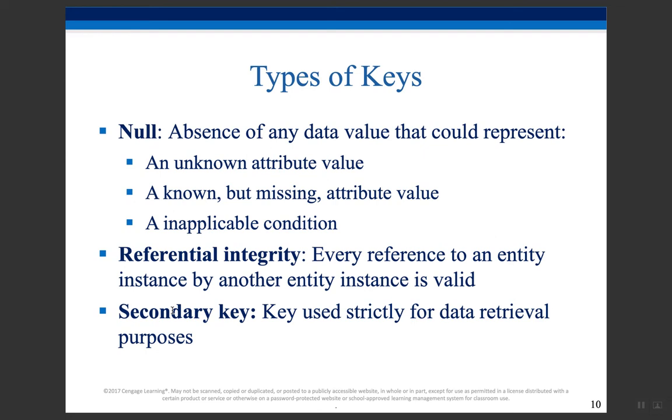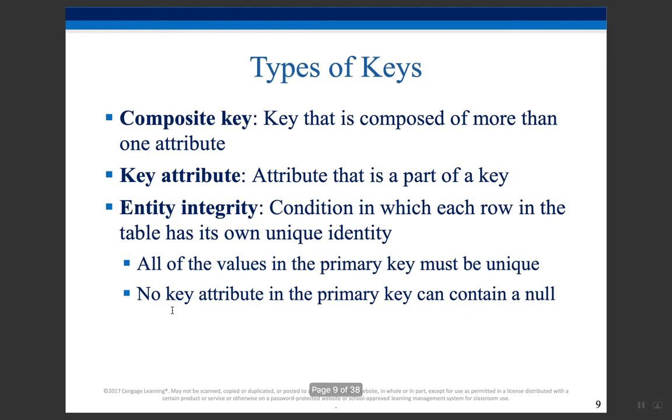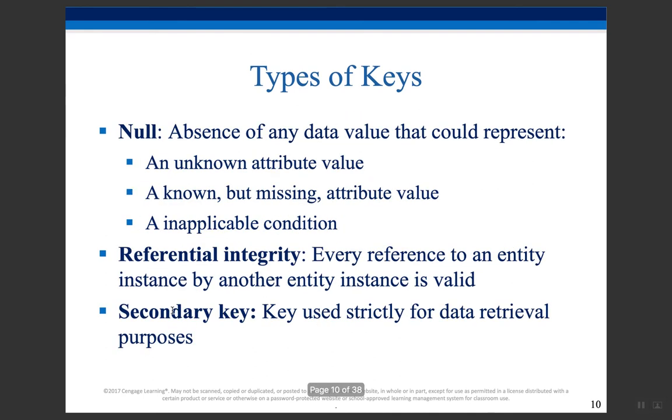Different types of keys. Entity integrity is one thing we look at. Null is simply the absence of a value. The other term is referential integrity. Basically, it means the connection between two tables. If there's a connection between two tables, we make sure the values are accurate and that there's a correct connection between the two.